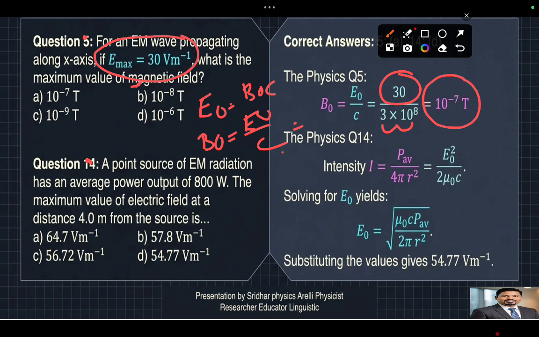That is the magnetic field. A point source of EM radiation has average power output 800 watt. The maximum value of electric field at a distance of 4 meter from the source is asked. So the question is about the maximum value of electric field; indirectly they are asking about the electric field character. First of all, what is the given data? Power is given, so we need to find the intensity.